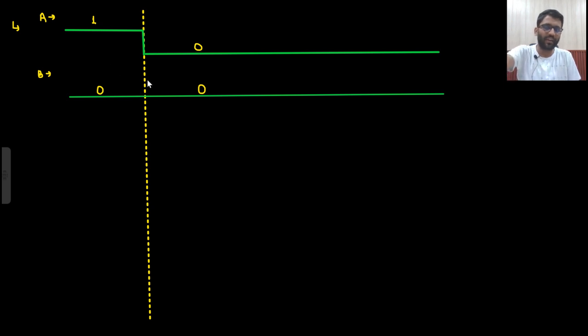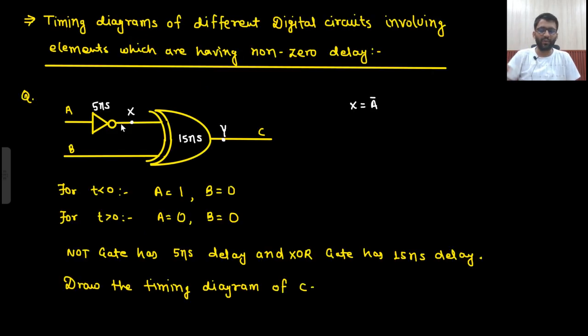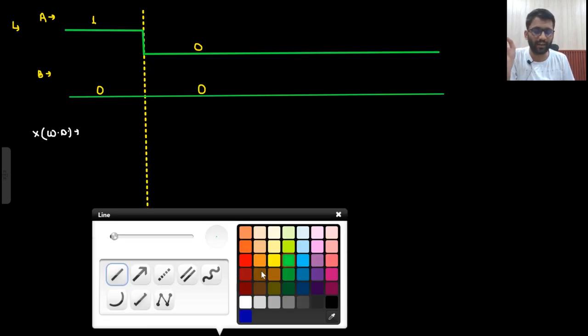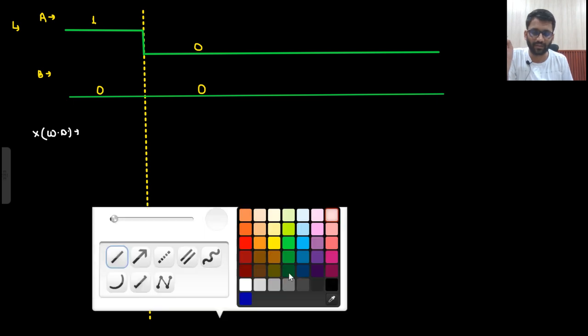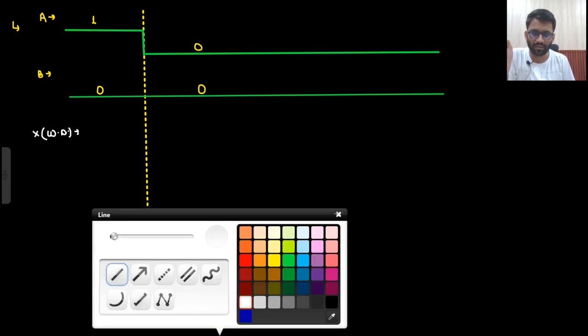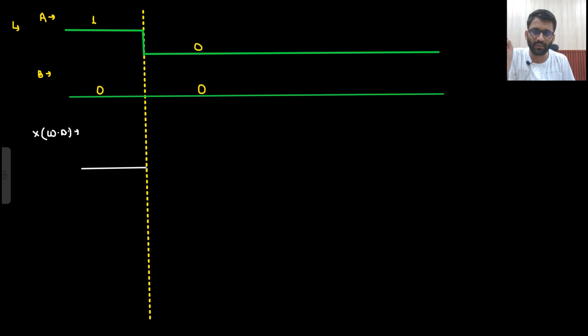Timing diagram of A I have already drawn, 1 to 0. So what will be the timing diagram of X? But this timing diagram is without delay. First I will not think of any delay. I don't know there is a 5 nanosecond delay. I will directly draw X equals A bar. So without introducing any delay, this is how your X will look like, from 0 to 1.